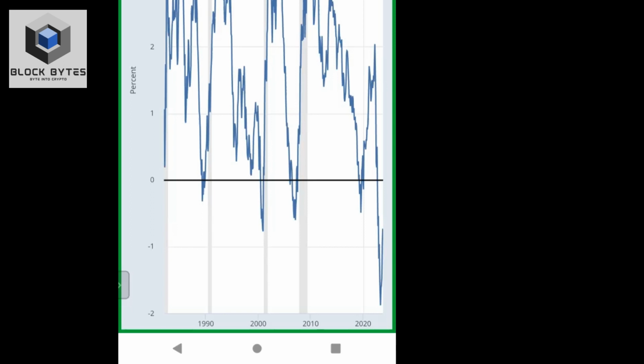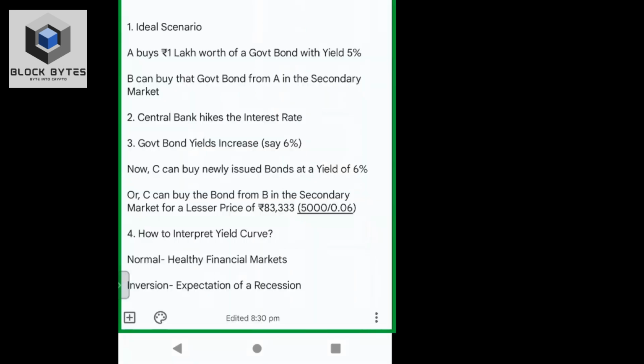This is very important to note. Because the yield curve inverts, a recession will not happen actually. Only when the yield curve disinverts does the recession start. So this is called the yield curve inversion.